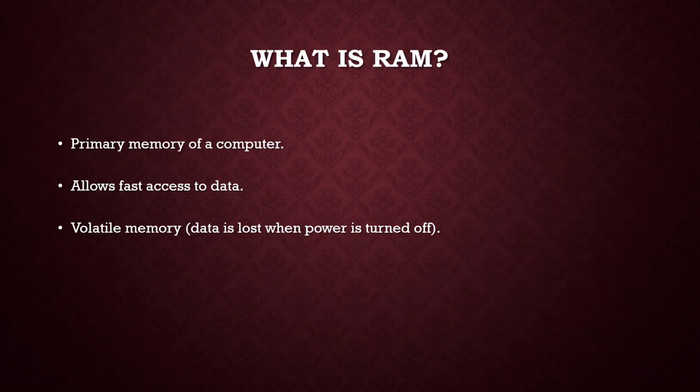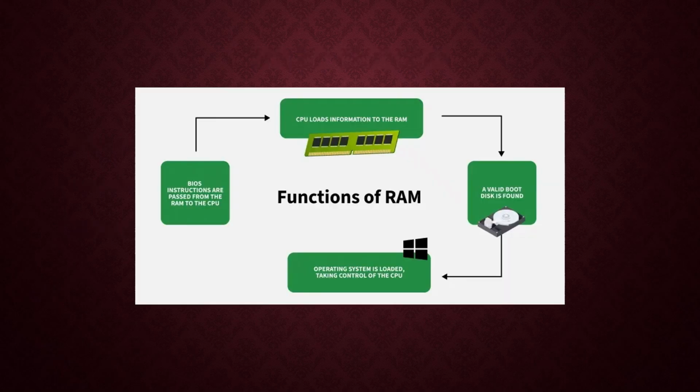What is RAM? The primary memory of a computer is called RAM. It is a primary memory, also called a temporary memory. It allows fast access to data. It is a volatile memory, that is, data is lost when power is turned off. What is volatile and non-volatile? Volatile memory means it loses the data when the power is turned off.